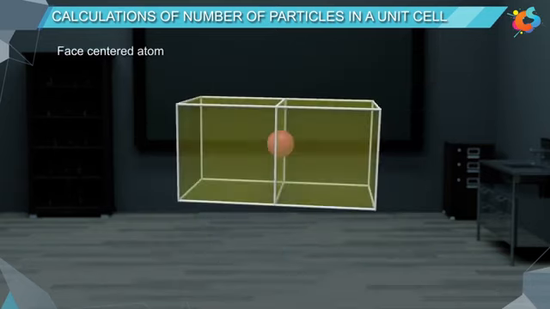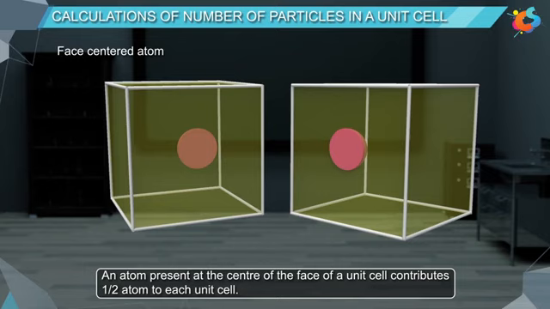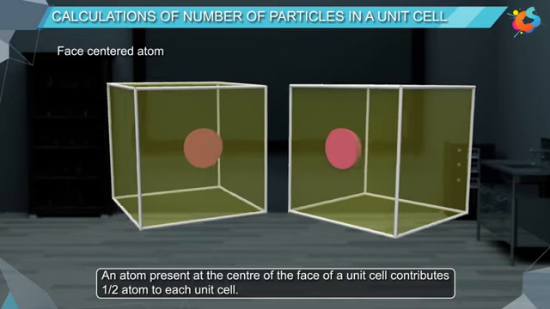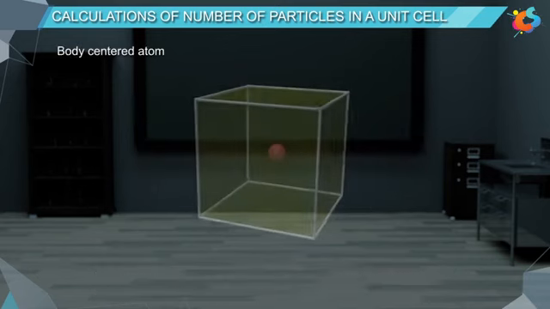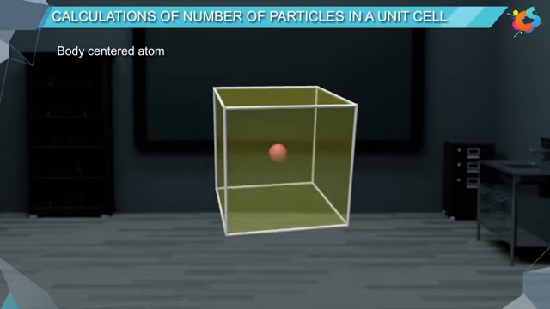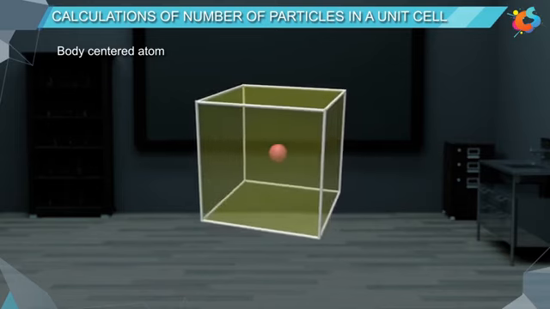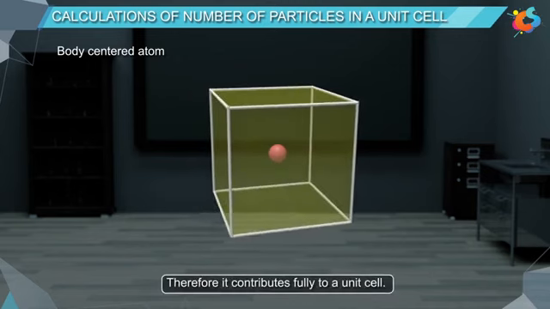A face-centered atom is shared equally by 2 unit cells, having a common face. Therefore, an atom present at the center of the face of a unit cell contributes half atom to each unit cell. A body-centered atom is not shared by any adjacent unit cell in a crystal lattice. Therefore, it contributes fully to a unit cell.